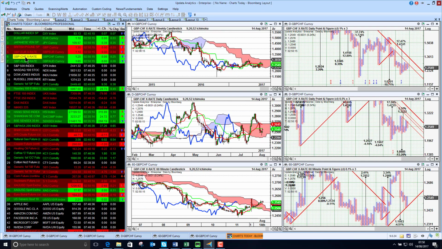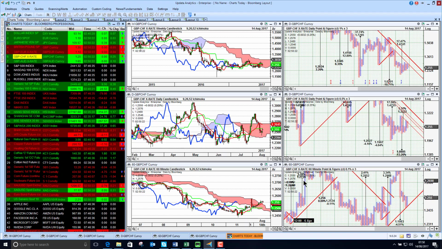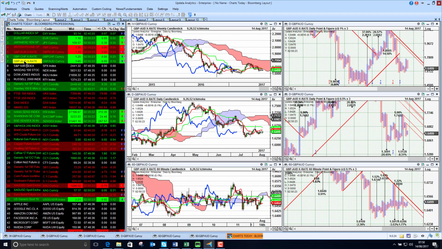Against the Swiss franc, sterling has fallen last week as well, but just recovering slightly. But we have activated a downside target here of about 4.5%. And against the Australian dollar, sterling is fairly flat.